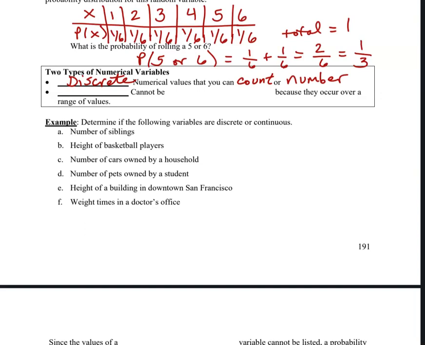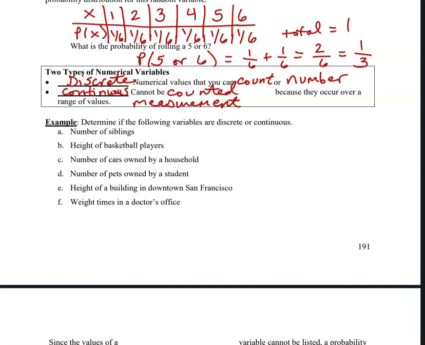Variables that cannot be counted because they occur over a range of values, those are called continuous. And usually those are going to involve some sort of measurement, weights, heights, things like that. Those are going to be continuous variables.